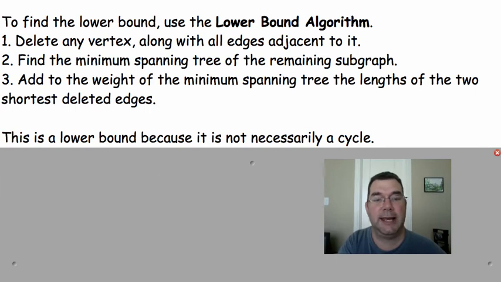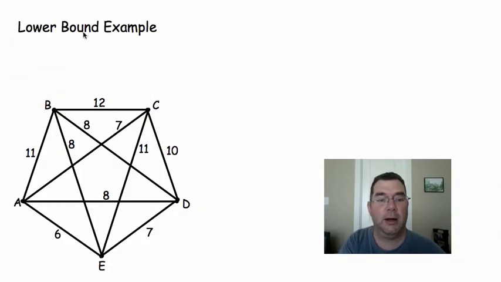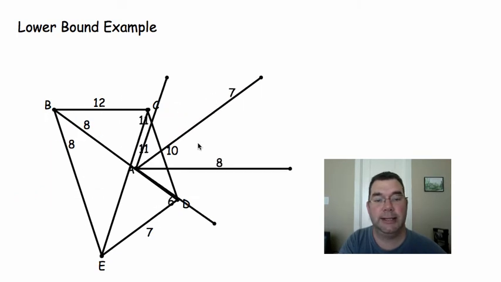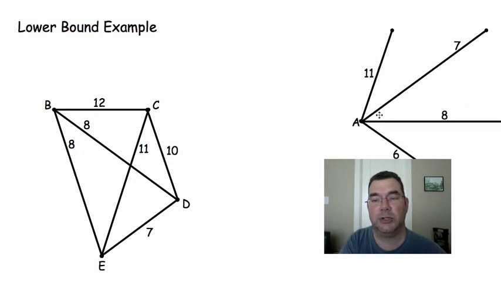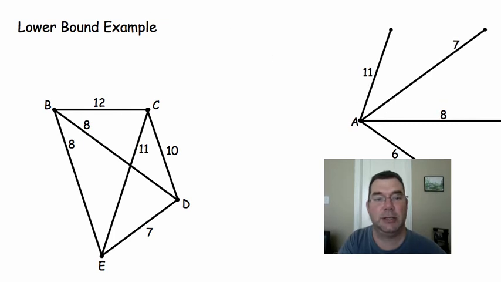Okay, so using the same graph as before, I have randomly decided that I'm going to delete vertex A, so let me just toss it over here, but let me also keep in mind that the shortest two edges that I deleted were 6 and 7, so that's 13, so let me just make a note here that I will be adding 13 to the minimum spanning tree that I get from here. So I'm going to use Kruskal's algorithm, that's the one I like, to find the minimum spanning tree of these 4 vertices. So finding the shortest edge, that's a 7.